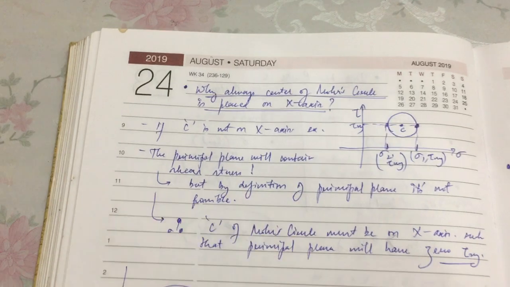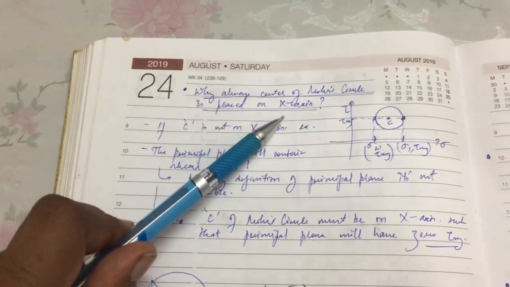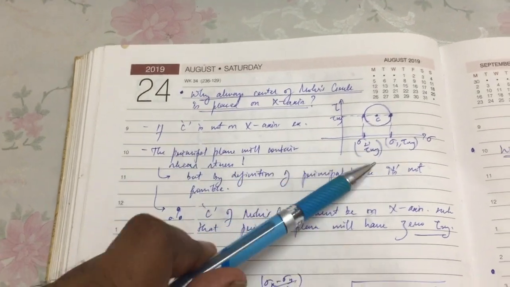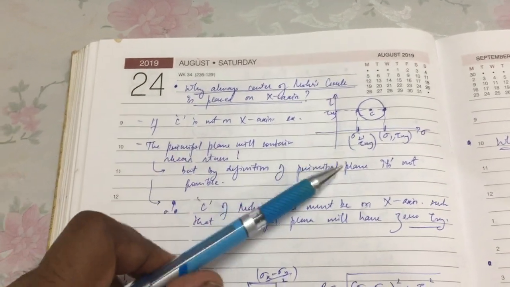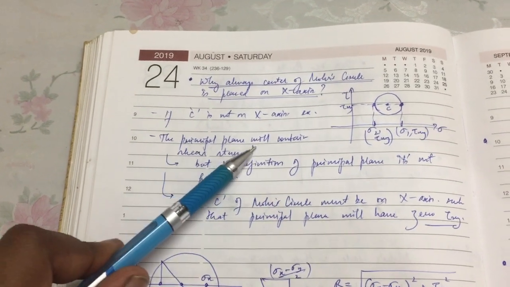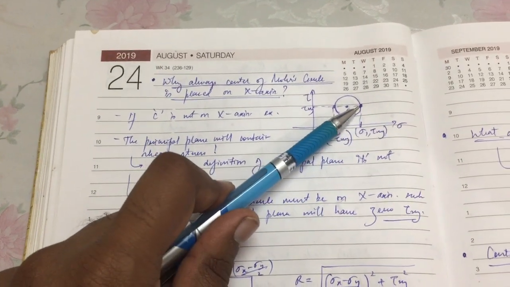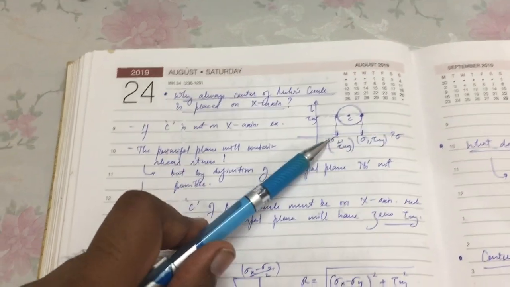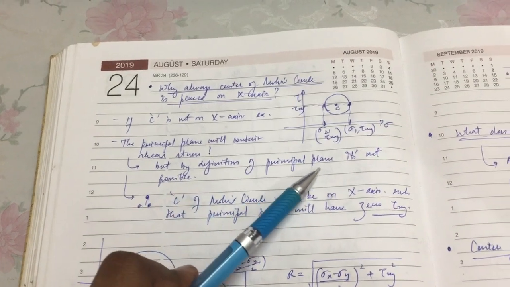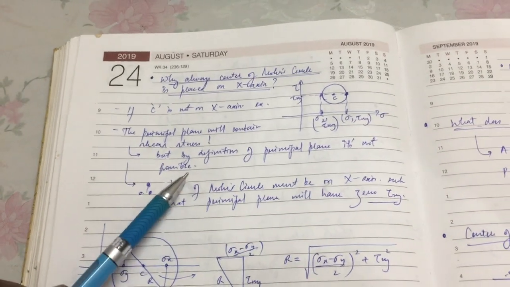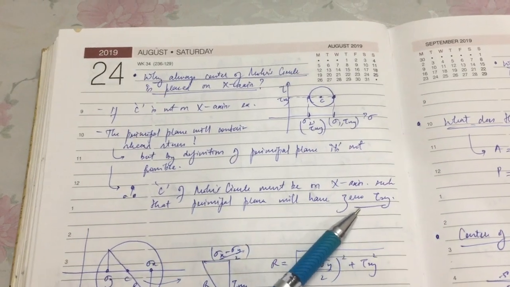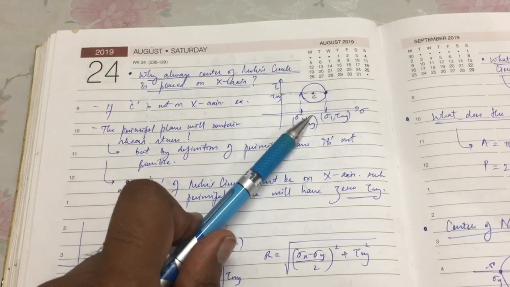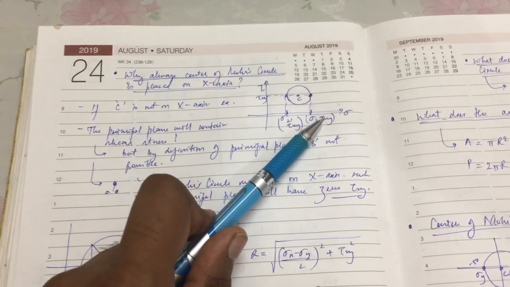Next, why is the center of the Mohr circle always placed on the x-axis? Why not above? If it were not on the x-axis but above it, the principal plane would also contain shear stress. This is the principal plane, so these are the principal stresses, and this would also contain shear stresses. But by the definition of the principal plane, that is not possible. Therefore, to have a principal plane without shear stress, the center of the Mohr circle must lie on the x-axis, that is the shear line.